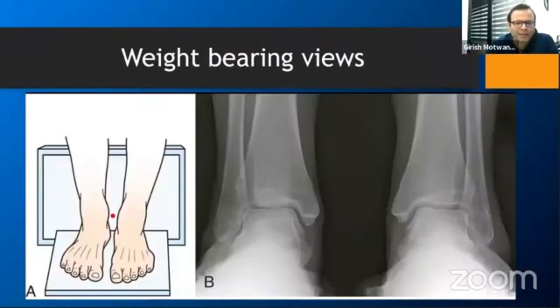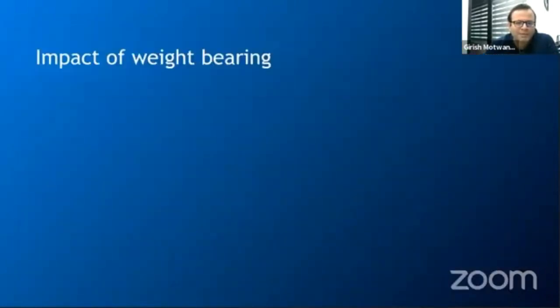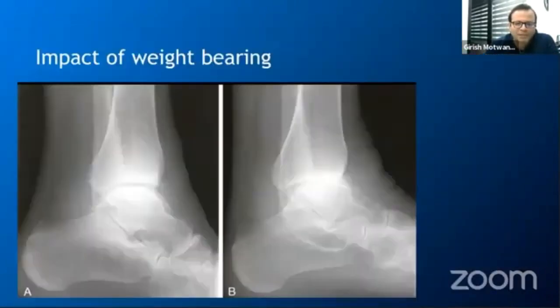Weight-bearing X-ray of the ankle is very important, and impingement you can see here. So one is a non-weight-bearing X-ray and one is a weight-bearing X-ray. You can look at how much anterior tibial impingement is there on the weight-bearing X-ray, as well as the anterior talus subluxation, which is commonly missed in the non-weight-bearing X-ray.